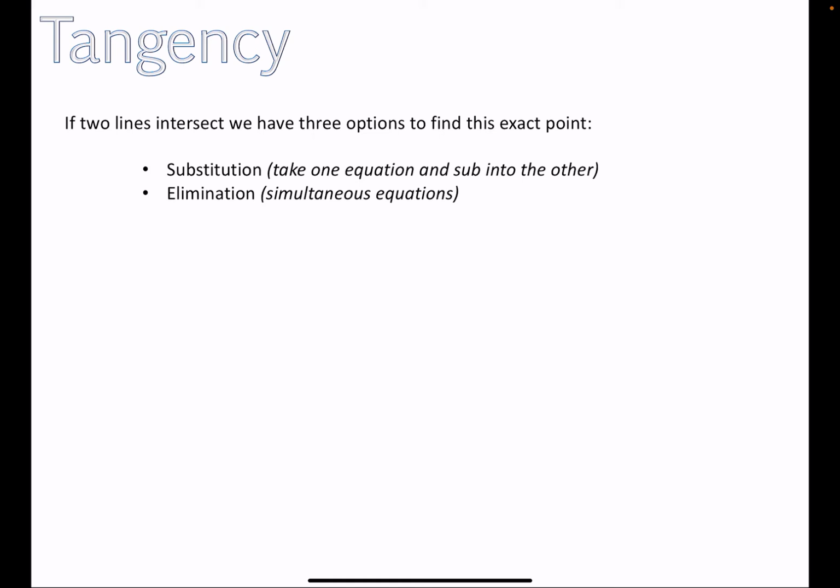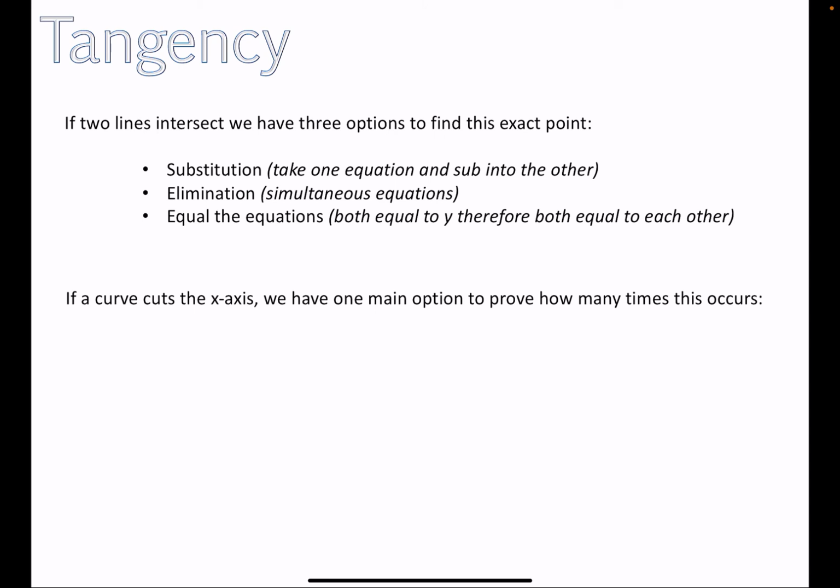We could use elimination, in other words, simultaneous equations, but it's a bit more awkward when we've got an equation of a circle. The final one is to make the equations equal to each other, but again, that's quite awkward, given that a circle equation involves x's and y's and x squared and y squared. If we were to try and siphon off one of them, it's not impossible, but it makes it a little bit more awkward. So the first one is probably our optimal choice there.